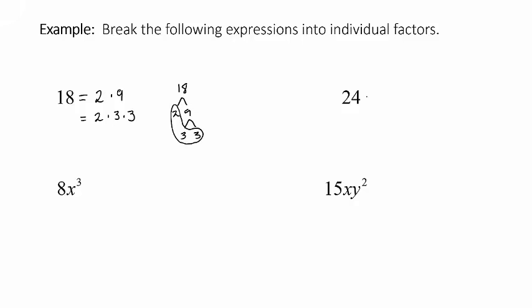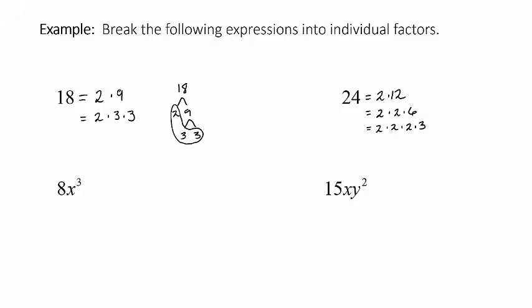So let's take another one like 24. Okay, so 24, I think of 2 times 12. There's a lot of things you could think of, right? 4 times 6, 3 times 8, things like that. But with 2 times 12, we could keep going, right? 2 times 12 is really 2 times 6, and then 6 is 2 times 3, so we have 2 times 2 times 2 times 3.